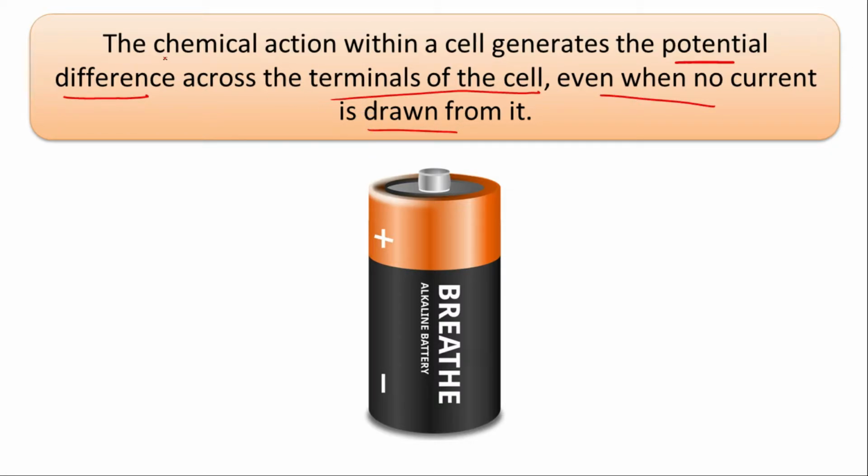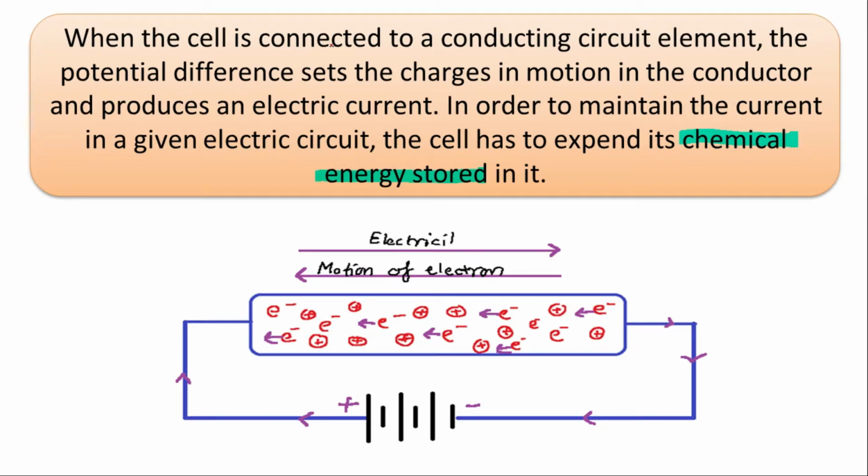So here chemical reaction plays an important role in creating the potential difference across the terminals of the battery. And when the cell is connected to a conducting circuit element, the potential difference sets the charges in motion in the conductor and produces electric current, as I told you. In order to maintain this current in a given electric circuit, the cell has to expend the chemical energy stored in it.